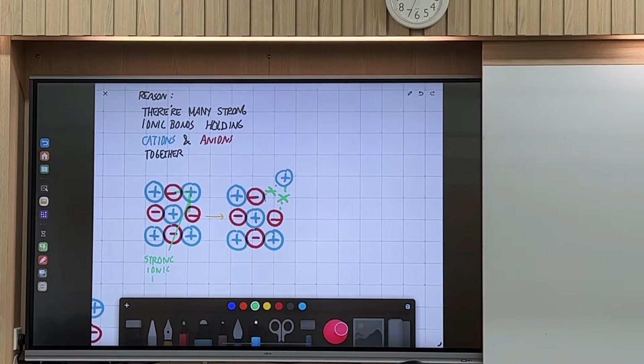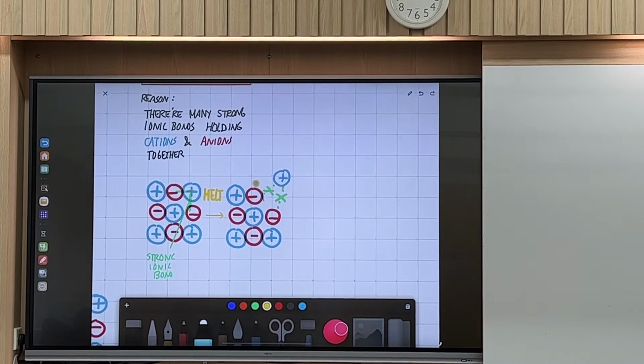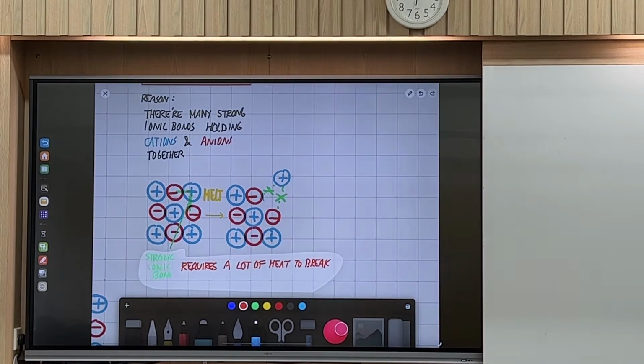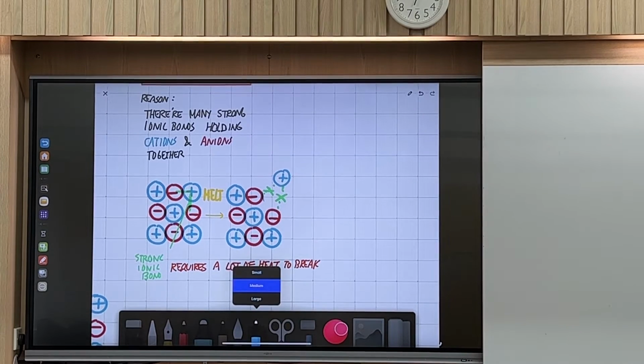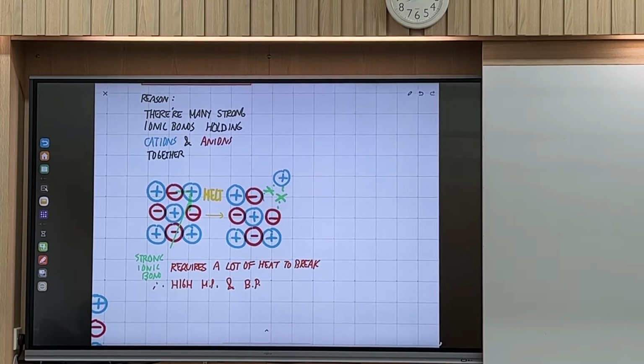ionic bonds. To melt the structure, we need to use a lot of energy to break these strong ionic bonds. So strong ionic bonds require a lot of heat to break because they are strong. This is why they have high melting and boiling points. So that is the first property, explained.